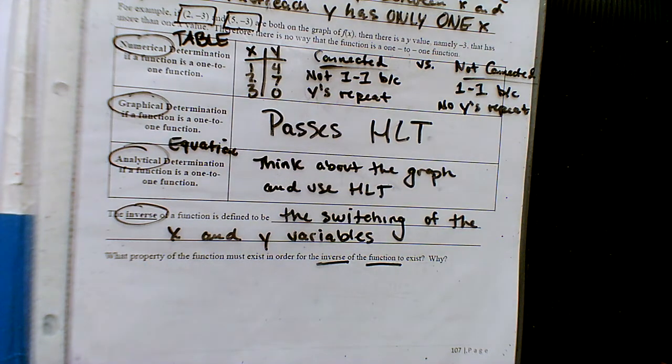What do you think? It has to be one-to-one. Why? That's great. Why? Because if there's a repeating y value and you flip it, it will be a repeating x value, which makes it not a function. Does that make sense?